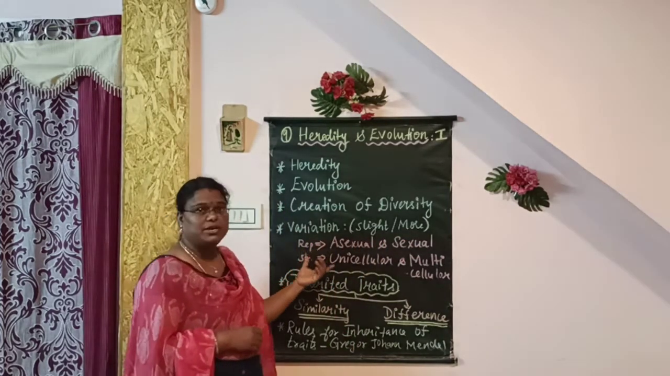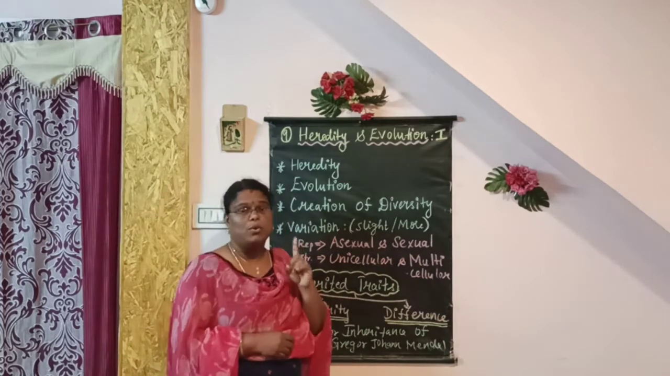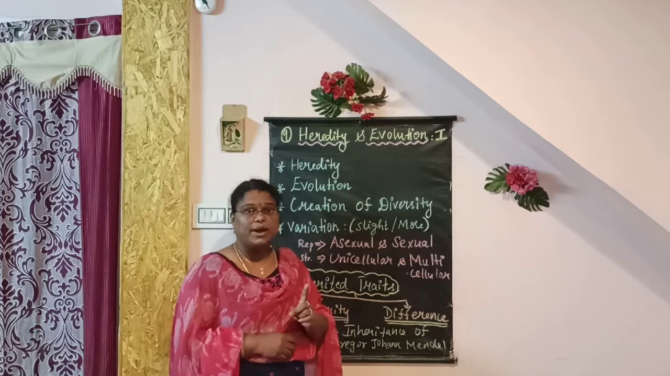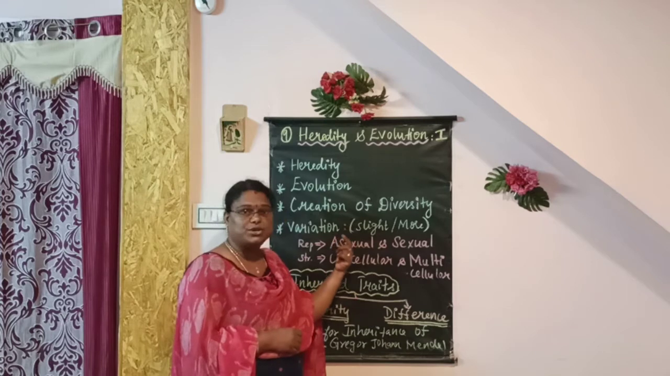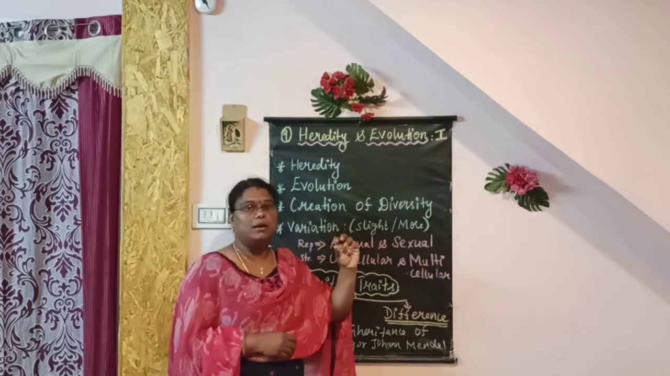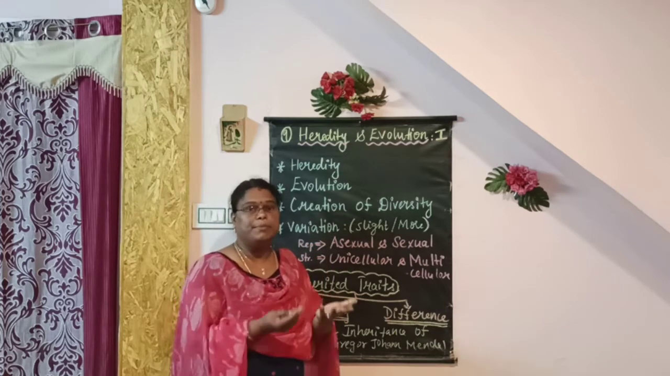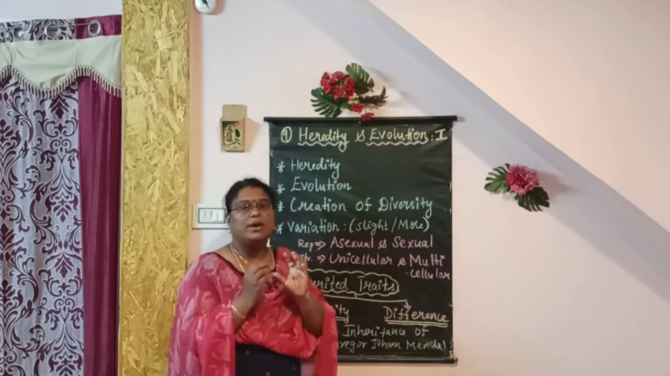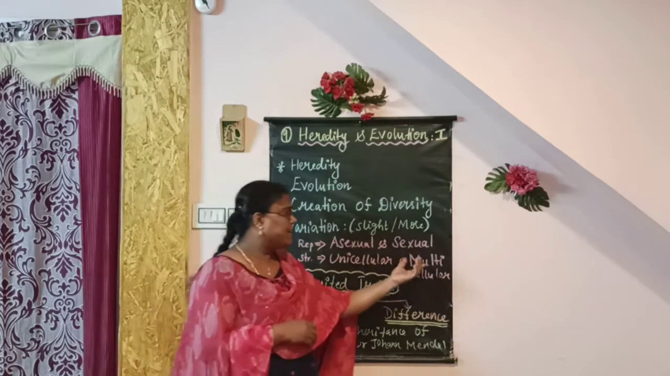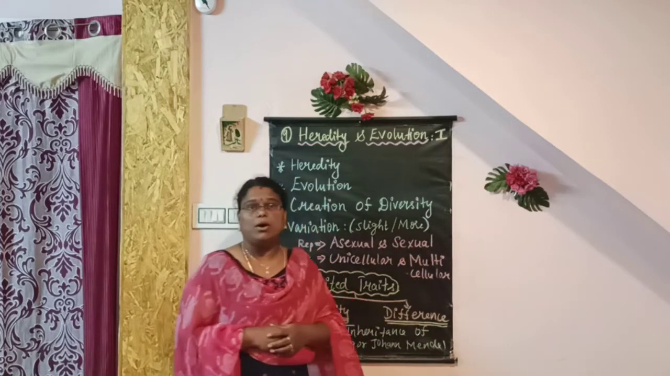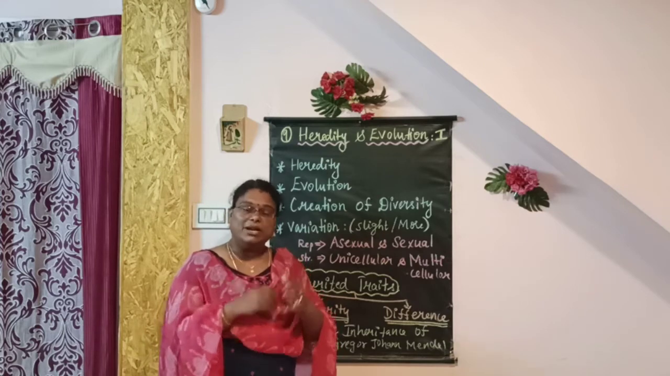And coming to the structure, that is unicellular or multicellular. Unicellular means uni means one, only one cell. If one cell divides, there will be slight changes. Already we discussed this in asexual reproduction, for example amoeba and bacteria, single cell organisms. So when a single cell organism reproduces, there will be a chance of slight variations or slight changes.